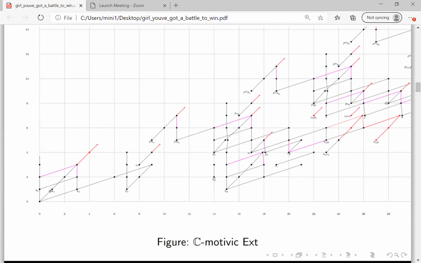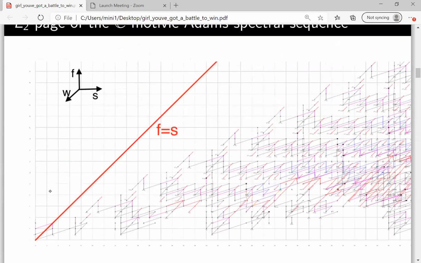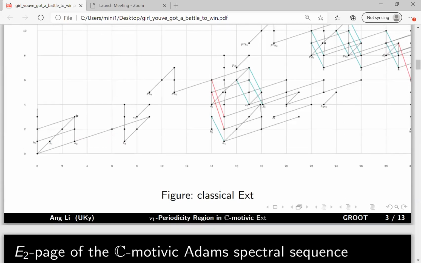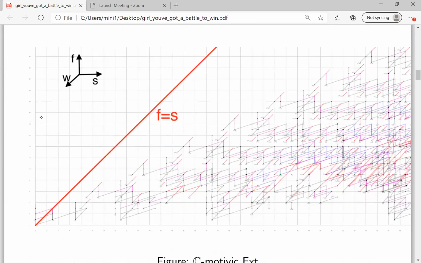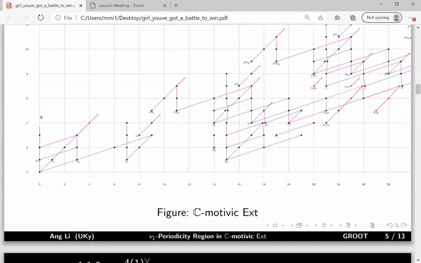So before, in the classical case, we know that this slope 1 thing, H1, stops here at (3,3), so it's torsion. Compared to that, H0 has a small arrow, so it's a tower going forever. So the major difference in the C-motivic case is that it is no longer torsion.